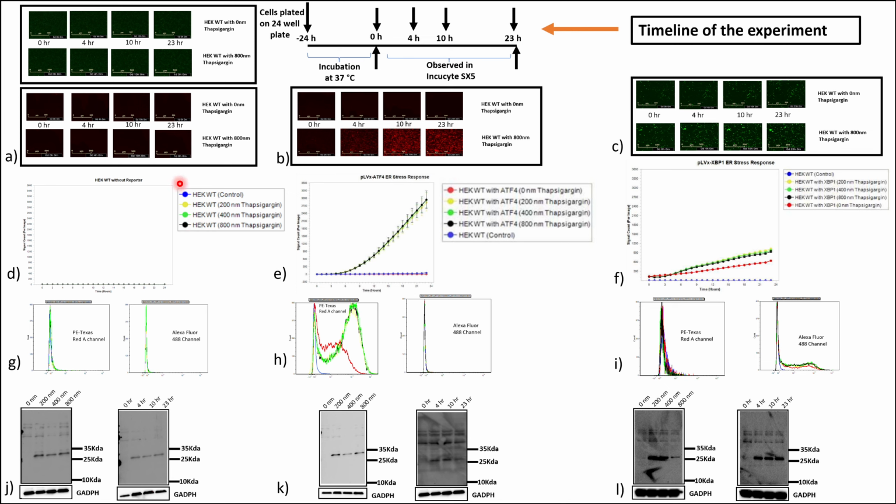What we have done is we use two different reporters that give fluorescence signals whenever there is ER stress. So first we check whether the reporters are working properly or not. This first figure in panel A shows the signals of the cells when there is no reporter, and ER stress is artificially introduced with the help of thapsigargin. So we see that there is no signal.